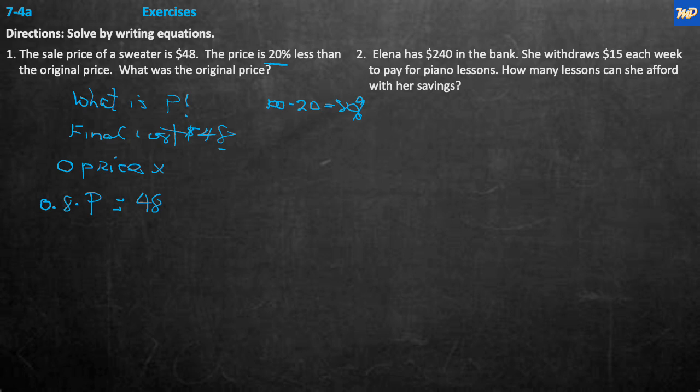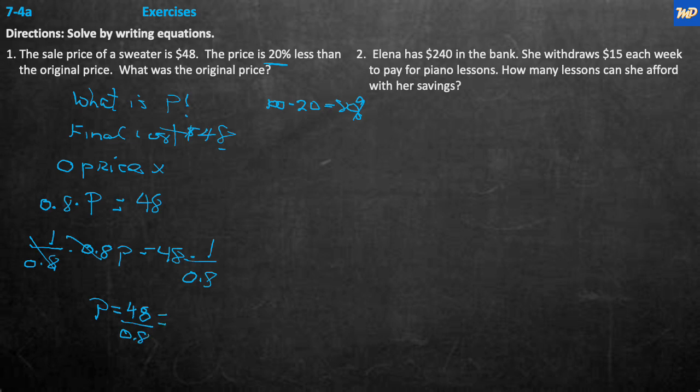What does P equal? We're going to have to get rid of the coefficient of P to find out what P equals. So we're going to do what? We're going to multiply each side by the reciprocal of the coefficient. That times 0.8 times P is equal to 48 times 1 over 0.8. So to do this, this is going to cancel this, and we're going to have P is equal to 48 divided by 0.8, and that comes out to what?